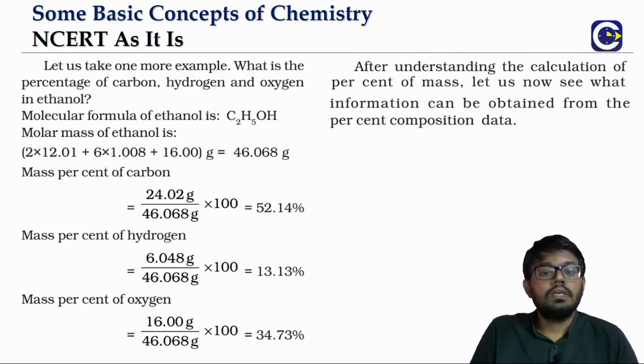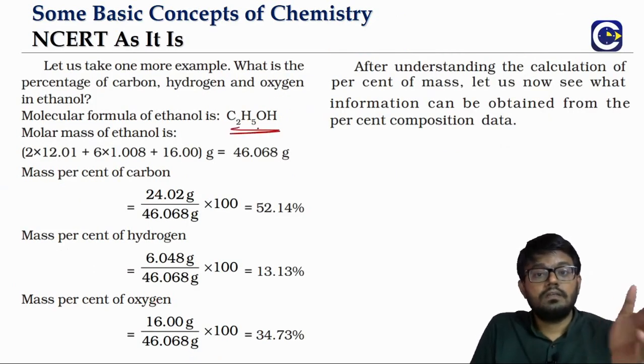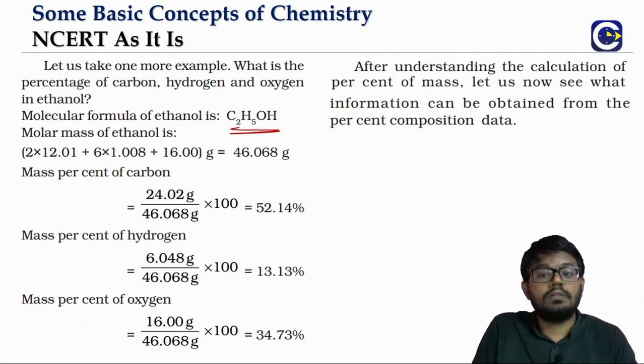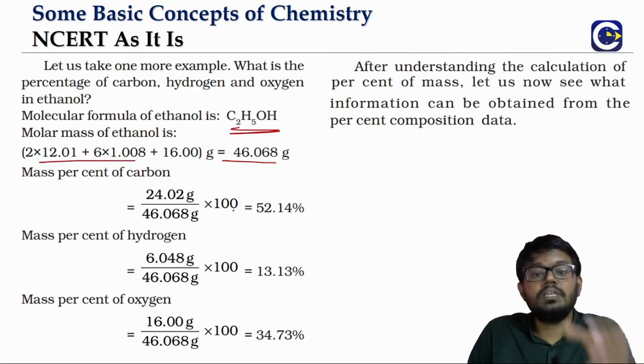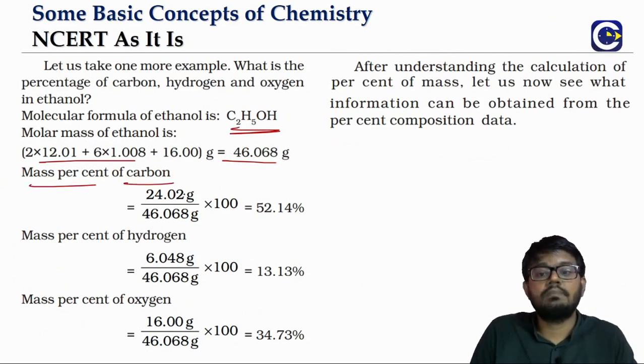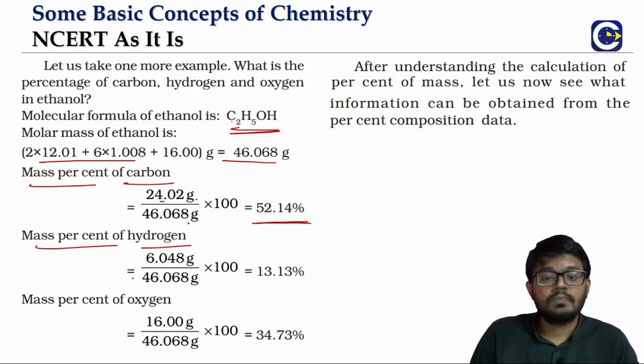Similarly, if we know that the formula of ethanol is C2H5OH, we can find the mass percentage of each of the elements. What is the mass percentage of carbon? Because we have two carbons in that, the mass of carbon divided by molar mass into 100, 52.14. We can find the mass percentage of hydrogen. How many hydrogens do we have? 6 hydrogens divided by molar mass into 100. That will be 13.13.